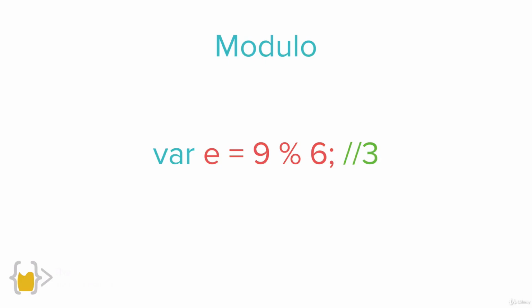So if you remember, the modulo works like this. With 9 divided by 6, 6 only goes into 9 once, so we get a remainder of 3. So in this case, the variable e is equal to 3 because the modulo gives you the remainder of the division.